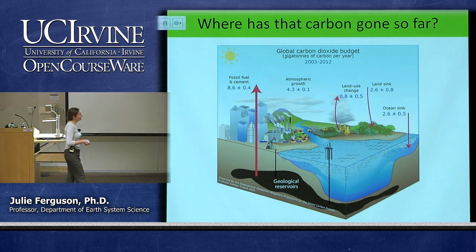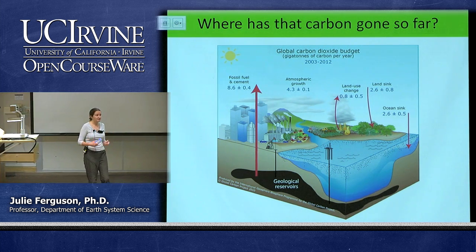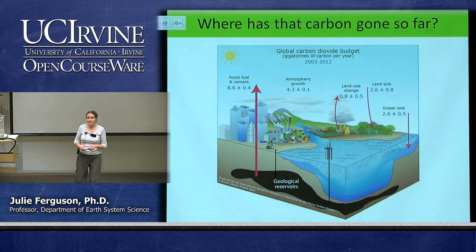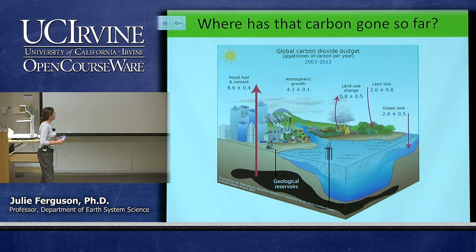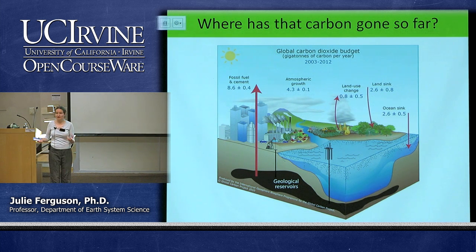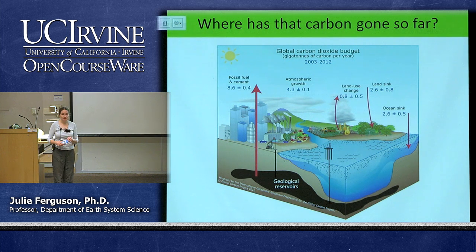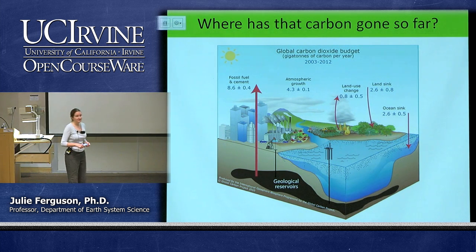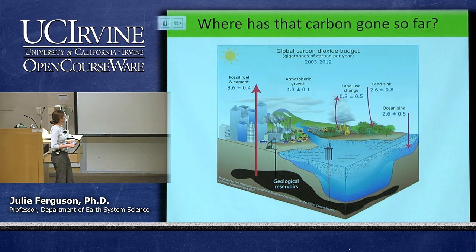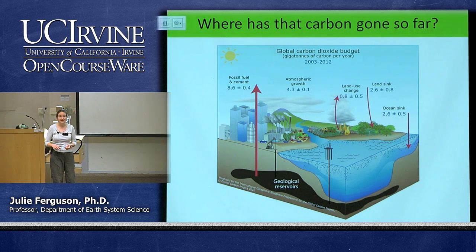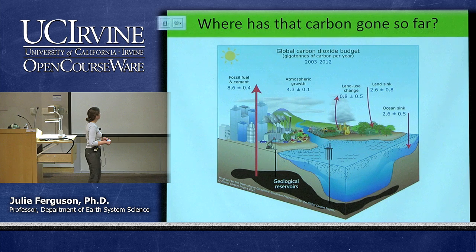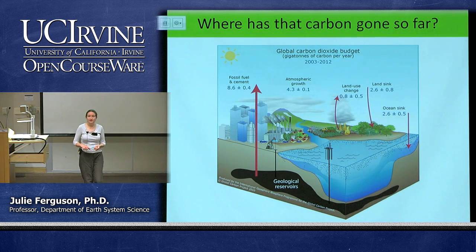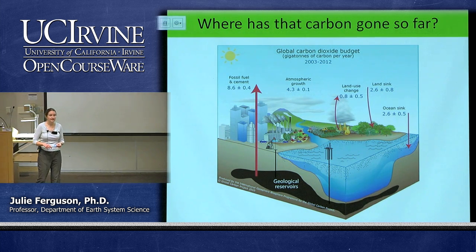Because only about half of the carbon that we've put into the atmosphere is still there. The rest of it has gone, and you can see from this diagram where it's going. This is the amount of carbon that has gone into the atmosphere between 2003 and 2012. Each year, 8.6 gigatons, so billion tons of carbon, was released into the atmosphere by using fossil fuels, and also cement produces a lot of CO2. But we can see that the atmosphere only grew by 4.3 gigatons per year.